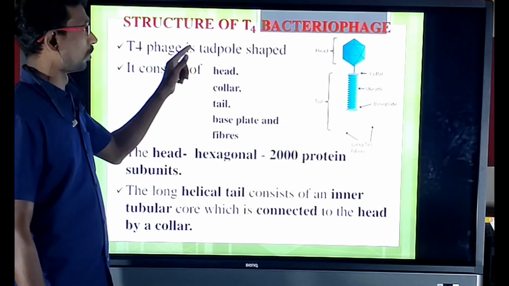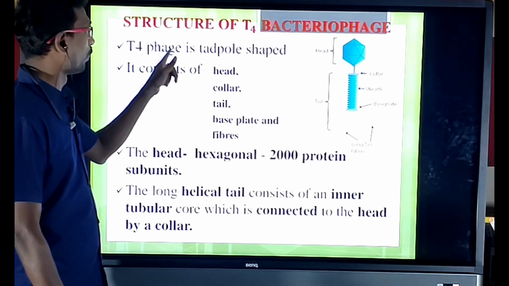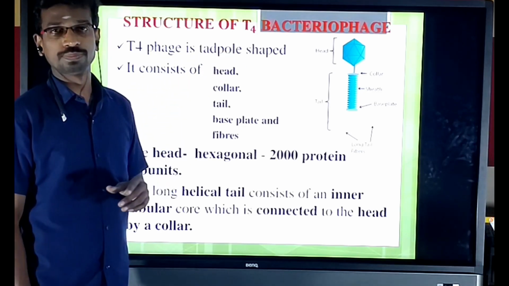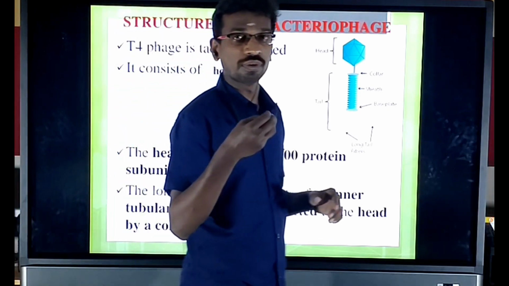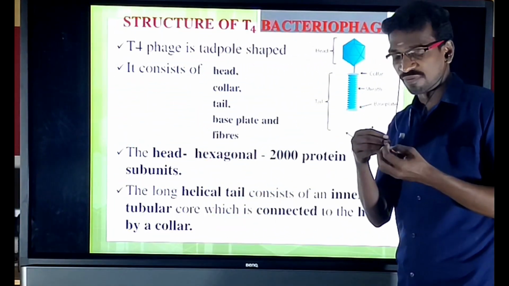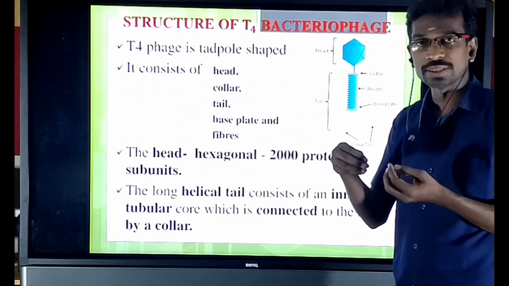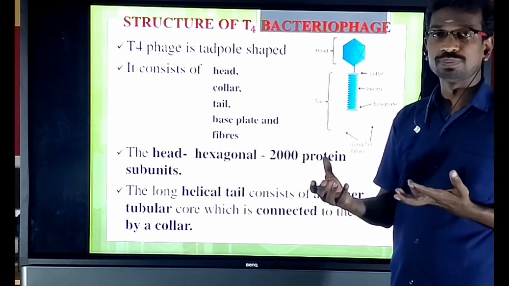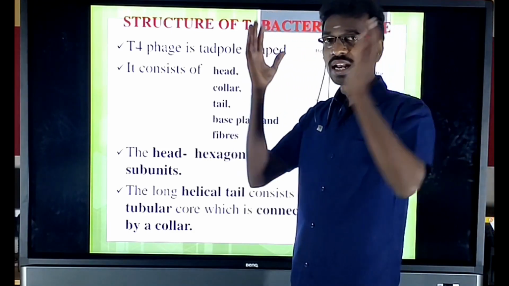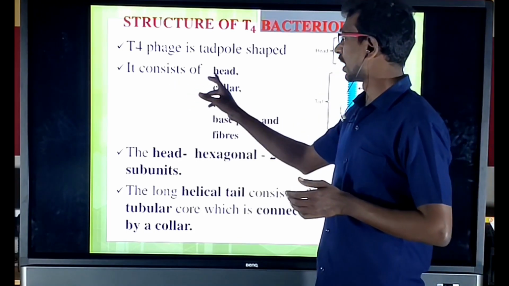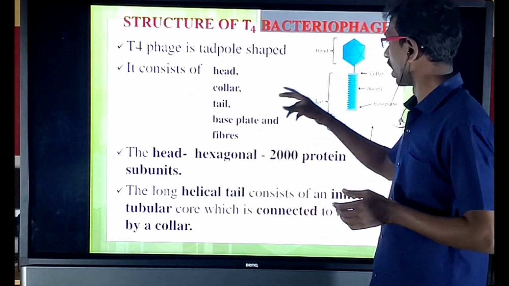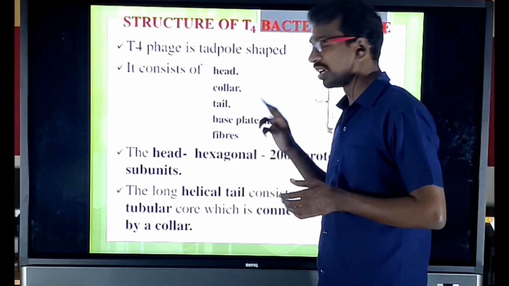The T4 phage, which we are especially studying, is tadpole-shaped. T4 phage is a tadpole. The tadpole is the young stage of what? Frog. When the frog hatches from the egg, it looks like a tadpole. The head is very broad and the tail is very narrow. So it contains a head, a collar, a tail, a basal plate and fibers.